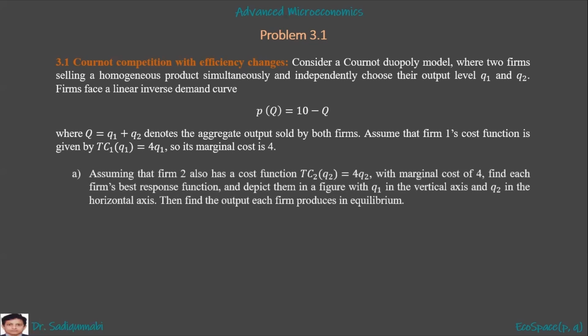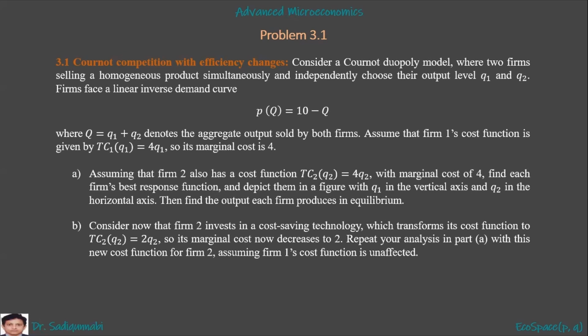Assuming that firm 2 also has this cost function with a marginal cost of 4, find each firm's best response functions and depict them in a figure with Q1 on the vertical axis and Q2 on the horizontal axis. Then find the output each firm produces in equilibrium.